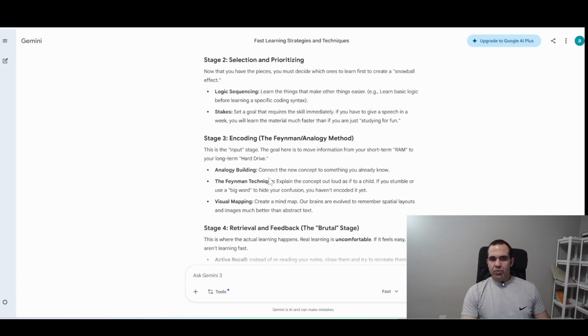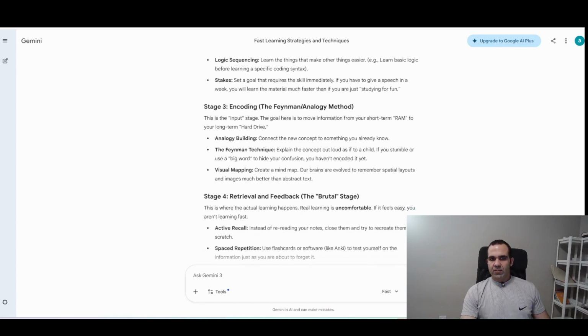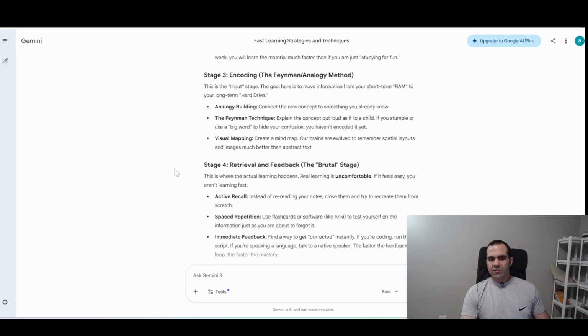Encoding. This is the input stage. The goal here is to move information from your short-term RAM to your long-term RAM, your hard drive. Analogy building: connect the new concept to something you already know. The Feynman technique: explain the concept out loud as if to a child. If you stumble or use a big word to hide your confusion, you haven't encoded it. Visual mapping: create a mind map. Our brains evolved to remember spatial layouts and images much better than abstract text.